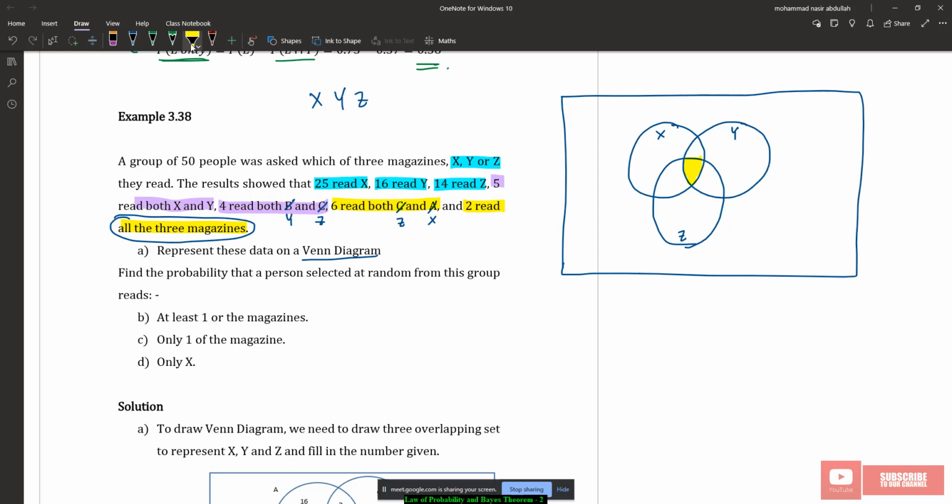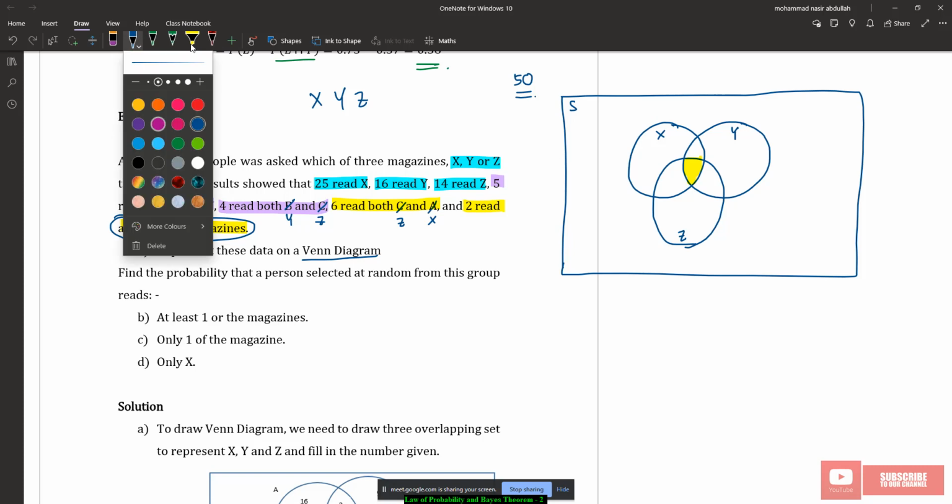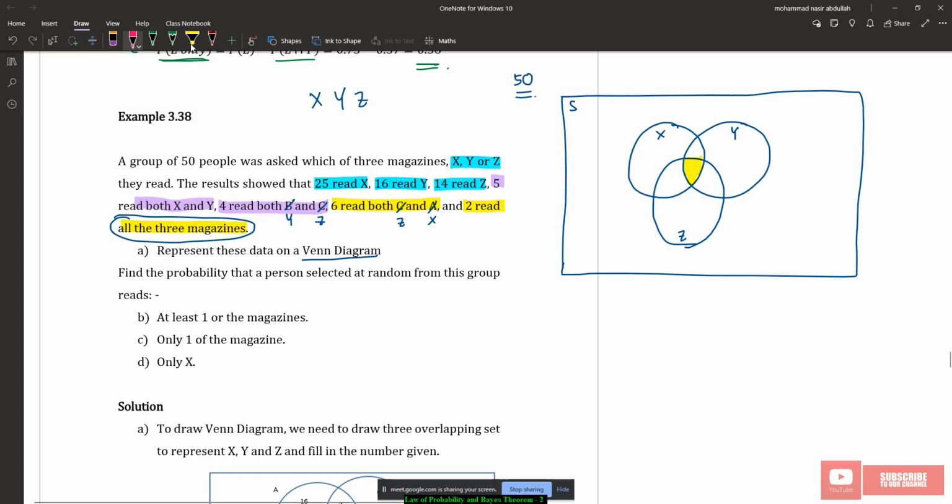Betul? So kita tahu the sample space we have 50 people. So there are 2 people reading all 3 magazines. So we will put 2 dekat sini. So this is going to represent 3 magazines. Alright. And then kita pergi one by one. So kita ambil ini. 6 are reading Z and X. So Z dekat sini, X dekat sini.